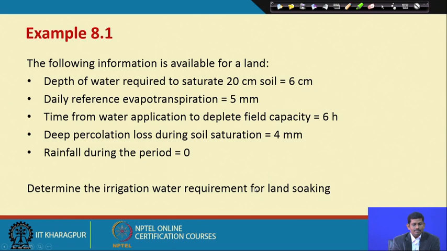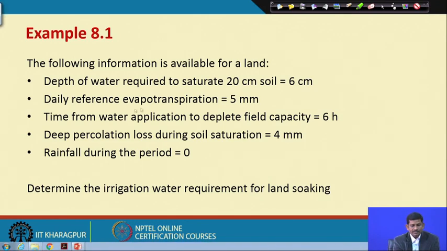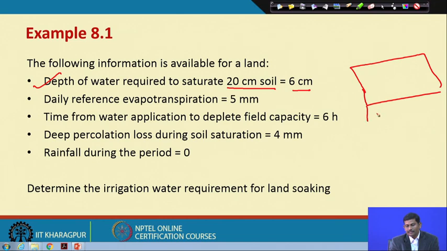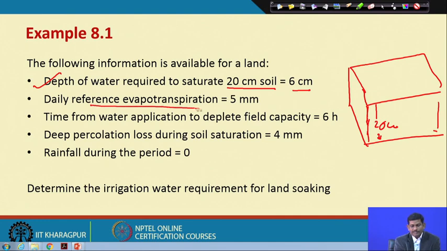So, here is the example. The following information is available for a land. First, the depth of water required to saturate 20 centimeter soil is 6 centimeter. You have 20 centimeter soil, let us say depth of 20 centimeter soil is 6 centimeter. Okay.